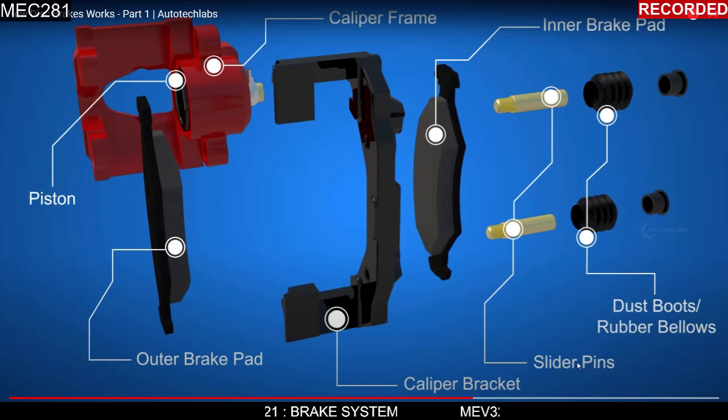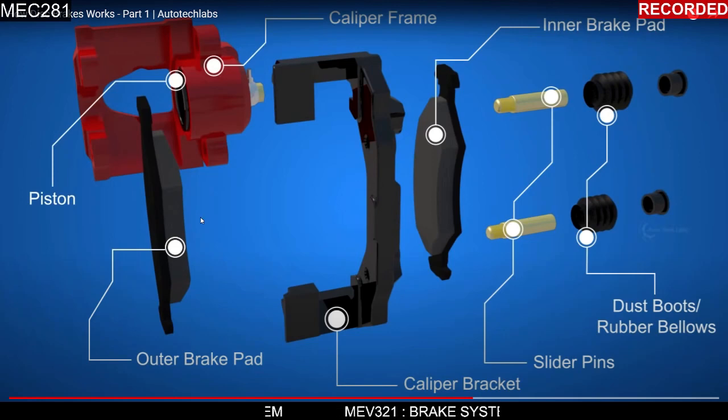Dust boot, slider pin, these are just minor components to prevent dust, and also to seal the components from the water, and so on. But the most important thing here is the piston. Of course, if you don't have the piston, we cannot push the force onto the brake pad. Then the brake pad will squeeze the rotor, and eventually the car will slow down because of the friction between the brake pad and the rotor.